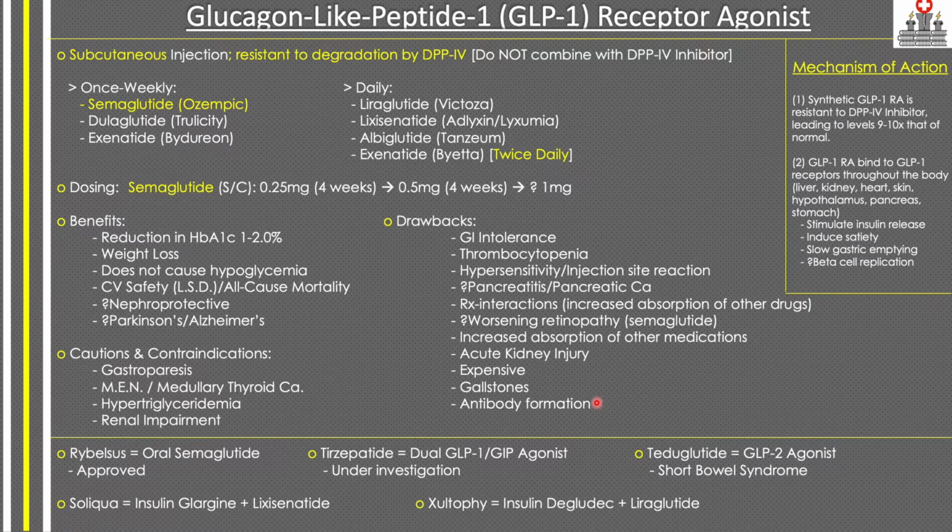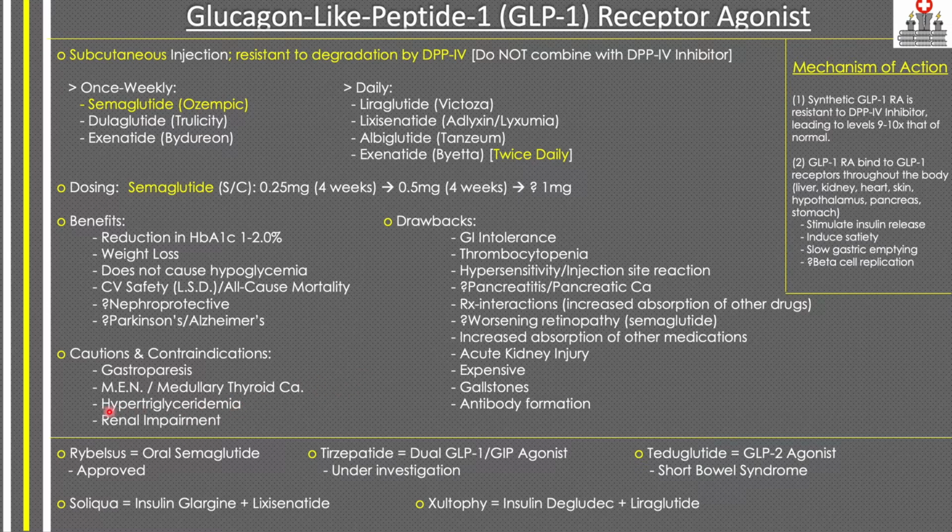Now, it's important to note the cautions and contraindications. This medication acts by slowing down gut emptying, and in a patient with diabetic gastroparesis, they already have this impairment in digestion, and it would be very unwise to give a GLP-1 receptor agonist in a patient with gastroparesis. Now, in rat studies, they identified a GLP-1 receptor agonist could increase the risk of medullary thyroid cancer. This has not been demonstrated to occur in humans, but it's nonetheless a black box warning. So in a patient with a past history of medullary thyroid cancer, or even a family history, including multiple endocrine neoplasia, this medication should not be prescribed.